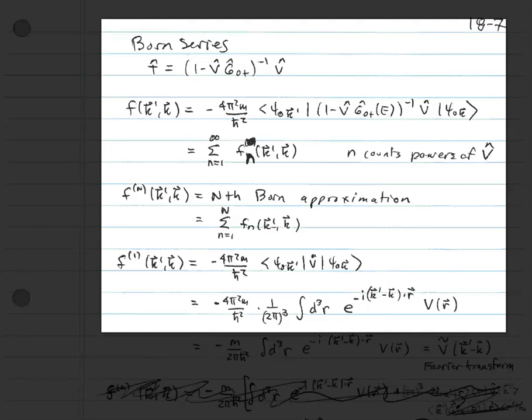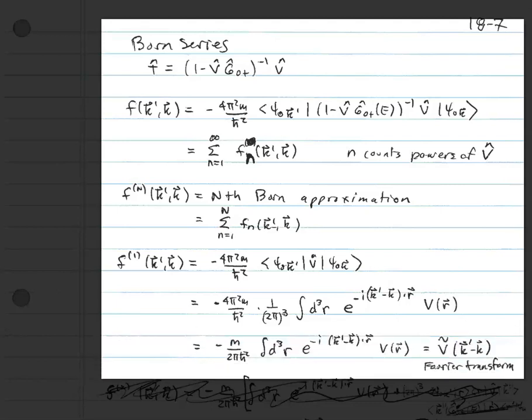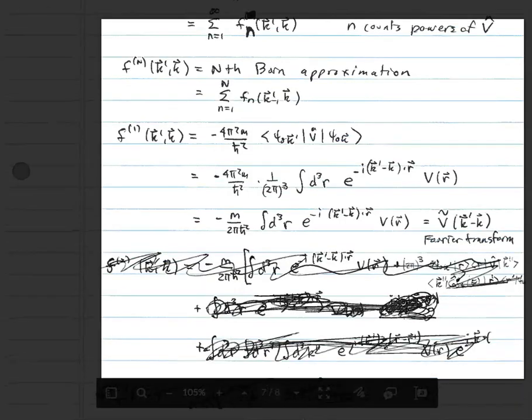So you can just imagine I'm plugging in a complete set of states, multiplying in between, on either side of the V, doesn't matter which side, and I'll get a 1 over (2π)³ integral d³r e^(−i(k'−k)·r) V(r). After absorbing those constants, you see that that is going to be the Fourier transform of V. I can see that I've actually dropped a couple of constants there because of the mass and the ħ². They're not going to immediately cancel from this. But it is proportional to that Fourier transform, which we're going to denote Ṽ(k' − k).